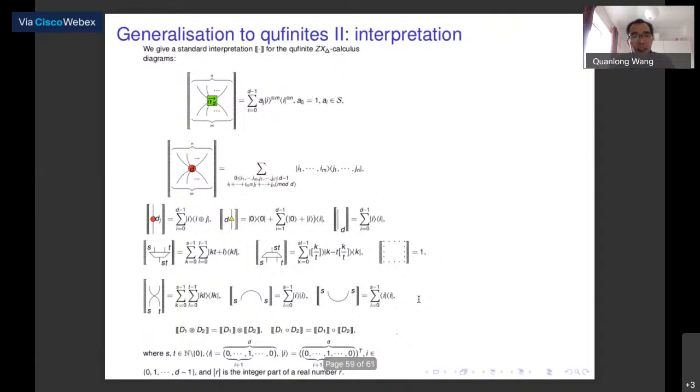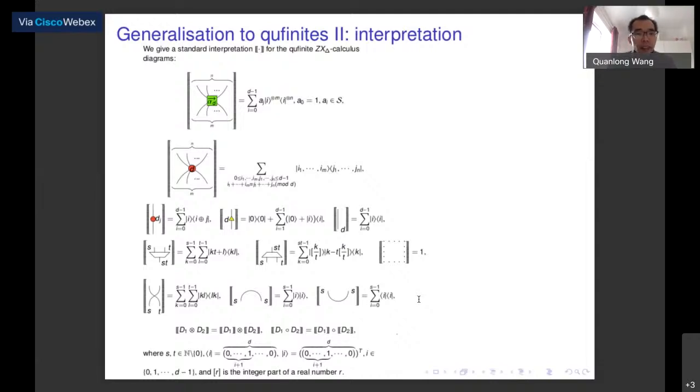Now the ZS calculus is not a PROP anymore. That means it's not generated by one object. It's generated by the numbers, but the tensor product is not a sum of numbers. It's just a multiplication of numbers.